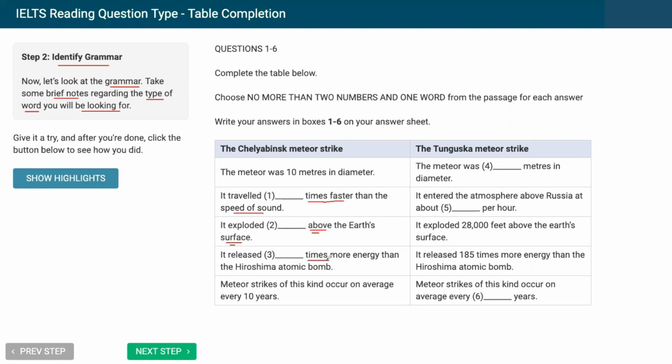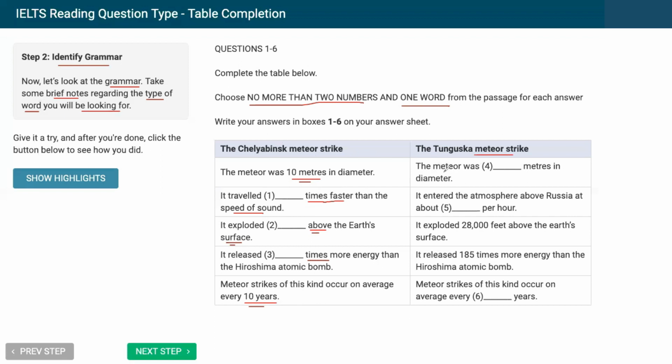So this will also be some sort of amount. Most importantly, it will be a number. And then again, we see meteor strikes every 10 years. The fact that we have 10 in the first and last column is also a good clue that 1 through 3 will probably also be numbers. And just remember, your instructions say no more than 2 numbers and 1 word, so it isn't uncommon that 1 through 3 are numbers. All right, let's move to the right-hand side, the Tunguska meteor strike.